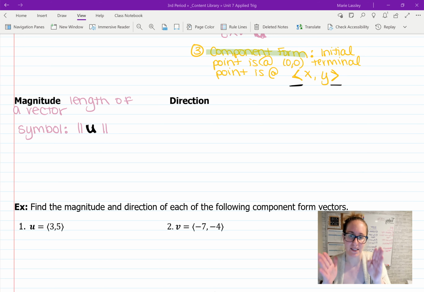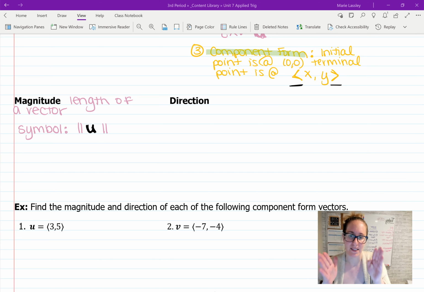You've done this before. It's the length of something. You've found the length of something, I would hope so, of a segment like on the XY axis. It's called the distance formula. You've all heard of the distance formula.